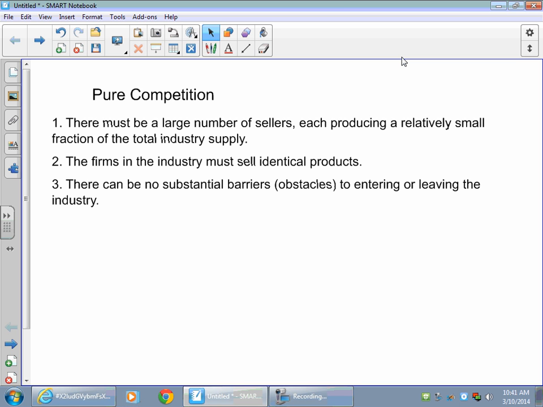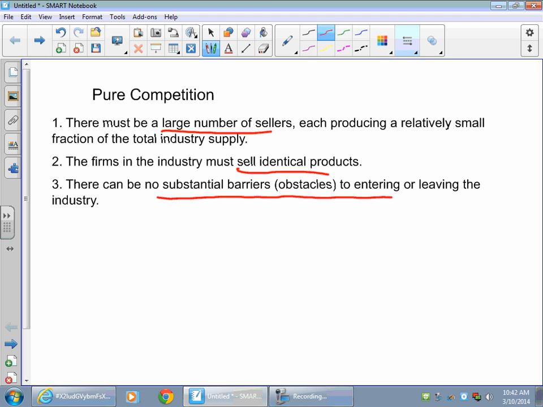Here we're taking a look at the rules of what makes up a pure competition, right? Large number of sellers, right? They sell identical products. There's no substantial barriers to entering or leaving the market. Just some of the assumptions of pure competition. Because with pure competition, prices vary. And when prices vary, some companies do really well, and more firms then will enter the market to see the profits they can make too. Or if things go badly, firms will leave the market.